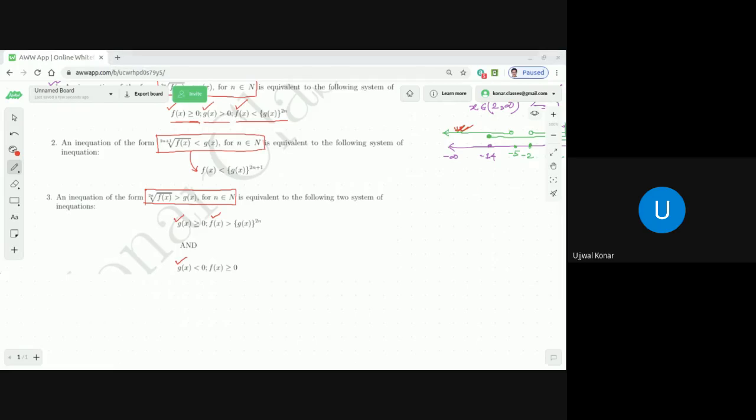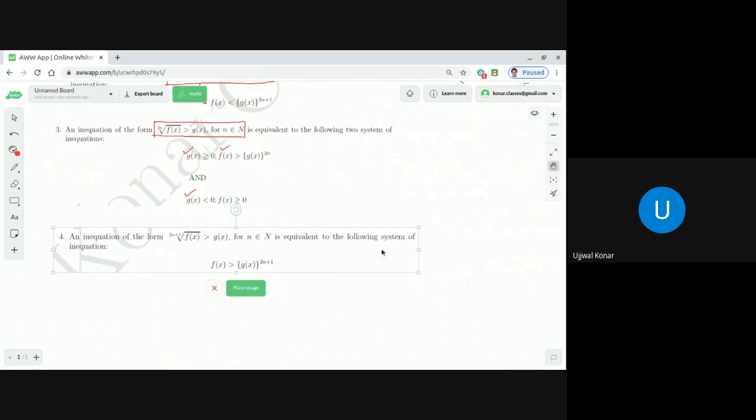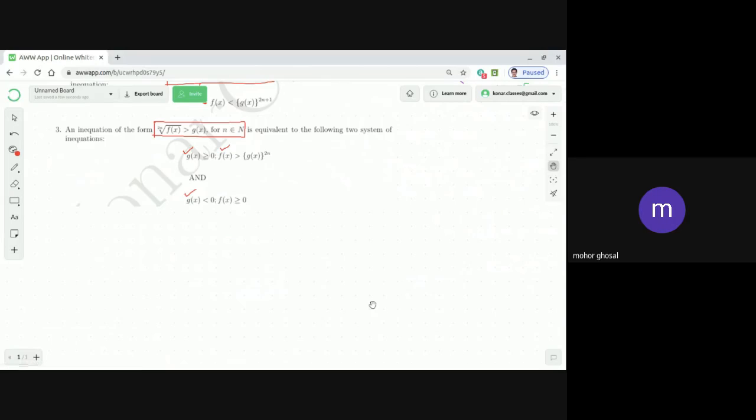Then the fourth one is coming, dear students. I hope you understand: the 2n plus 1th root of fx is greater than gx. Then what shall we follow? We should follow these guidelines. The guideline here is that fx is greater than gx power 2n plus 1, as if you are going to solve the inequation fx is greater than gx power 2n plus 1.